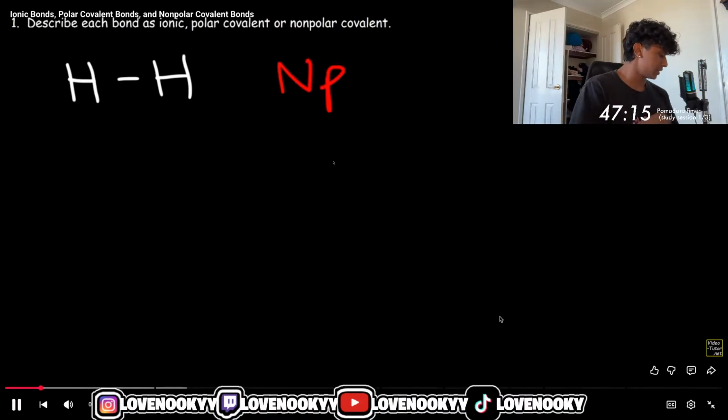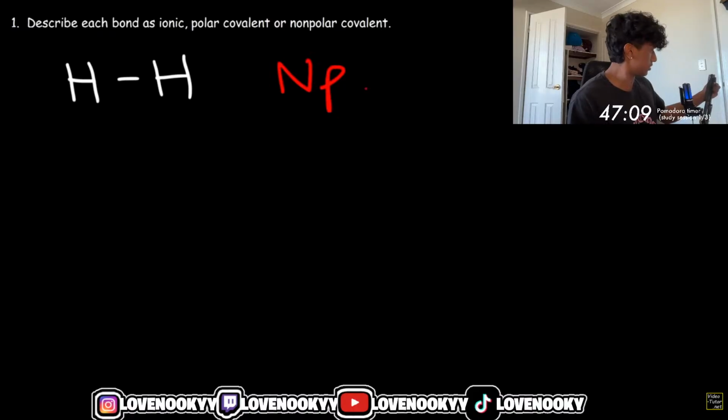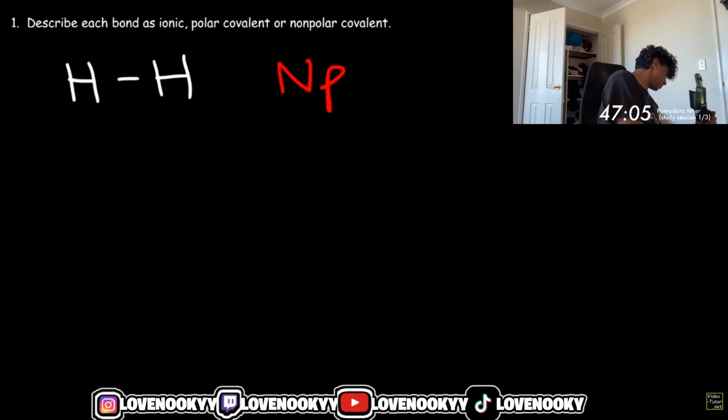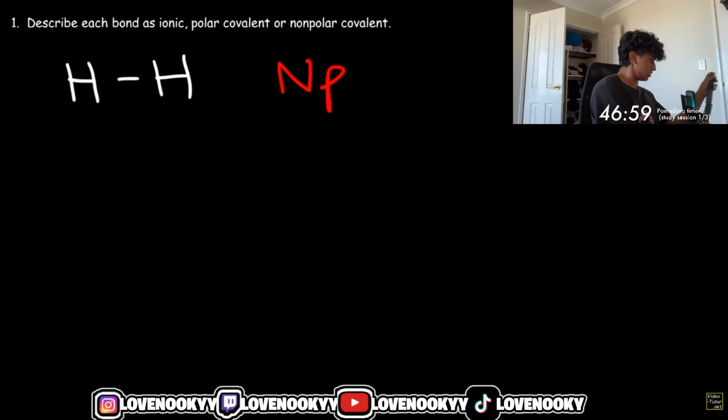Now, the reason why it's a covalent bond is because the electrons in this bond are shared equally, due to the fact that we have the same type of atom, and so therefore they have the same electronegativity, and so they pull on those electrons with an equal force. So because the electrons are shared equally in this molecule, it's going to be a non-polar covalent bond.